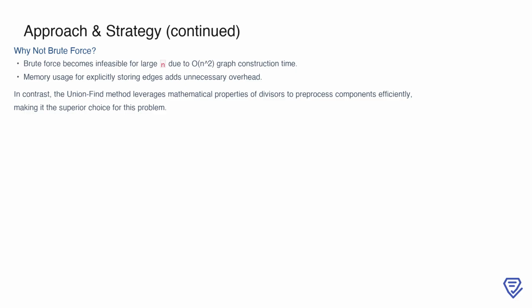On the other hand, the union find approach leverages mathematical properties of divisors to pre-process connected components efficiently. By avoiding explicit graph construction and directly grouping nodes based on shared divisors, it handles the problem in a much more scalable way. This makes union find the superior choice, both in terms of computational efficiency and practical feasibility for large inputs. By focusing on the threshold condition and using an optimized data structure, we achieve a solution that is not only faster but also more elegant, addressing the problem's constraints effectively.